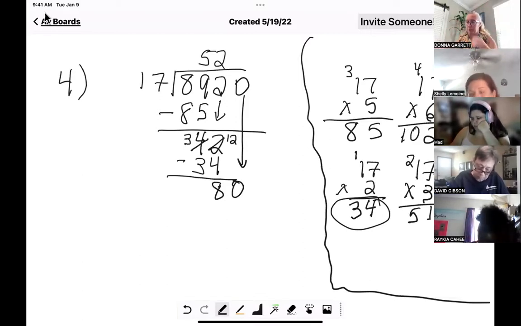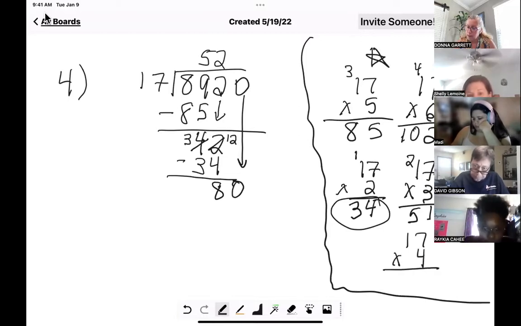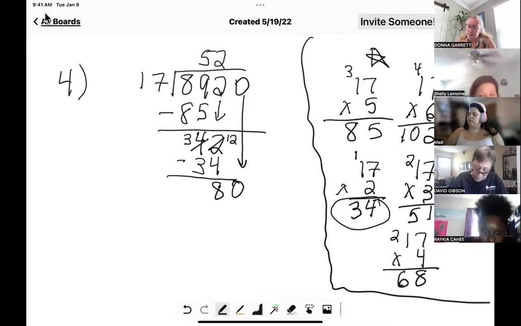Anybody good so far? All right, so now 80. I don't have anything as big as 80, but I do have this. This is too much. 85 is too much. So I think we need 4. So what's 17 times 4? See what we get. 7 times 4 is 28. 4 times 1 is 4 plus 2, 68. And 5 was 85, which is too much. So I'm going to have to use 4.